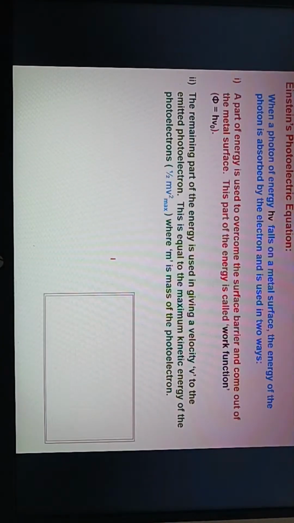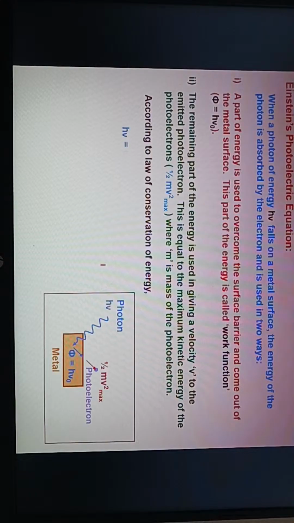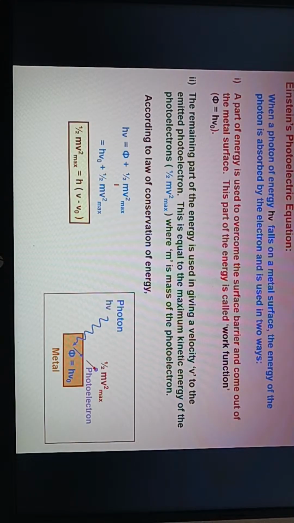Anyway, one more question comes. So now you do it. I think it is clear now. h nu = phi + half m v square, and phi value is h nu 0. Taking h common, it is h(nu minus nu 0). Correct? What is nu? What is nu 0? Sir, nu is the frequency and nu 0 is the limiting threshold frequency.